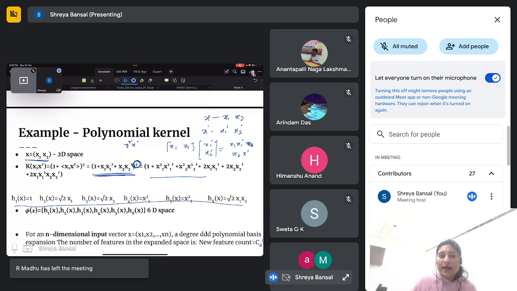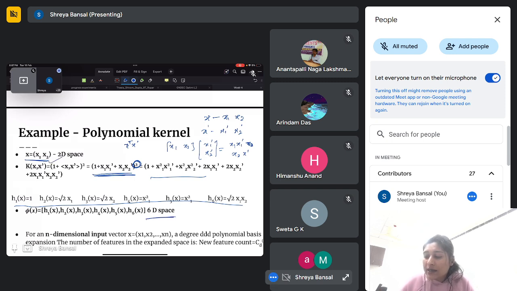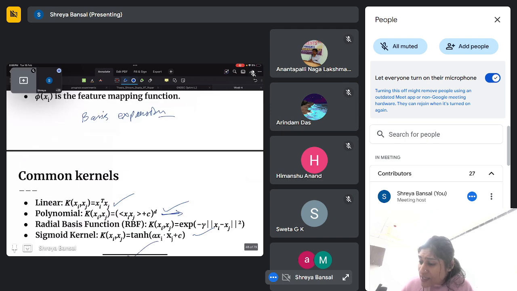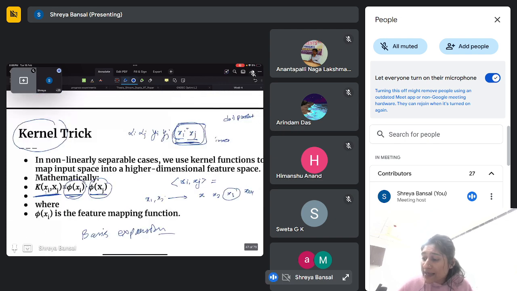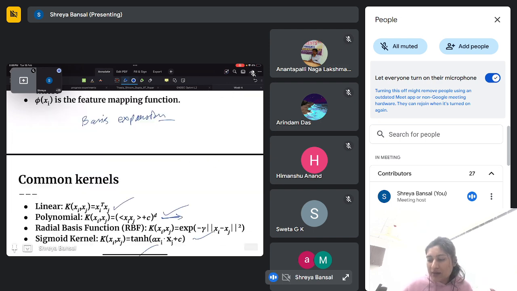So it can be seen that if you expand the basis to 6 dimensions, it is equal to this kernel trick. So basically kernels are functions which map a lower dimensional space to a higher dimensional space. And in this SVM, because we are using this xi transpose xj, you can use any kernel function here. So this SVM has a benefit that it can use high dimensional data as well. Okay, so you can go through this kernel trick now.